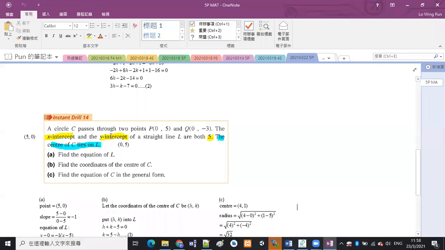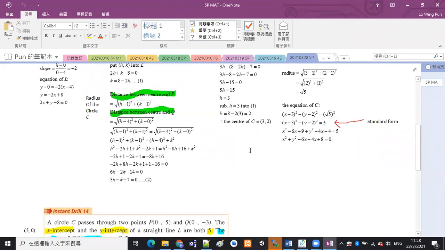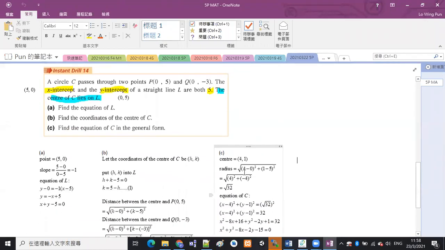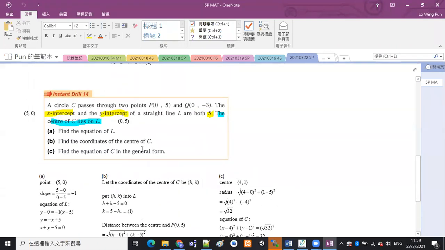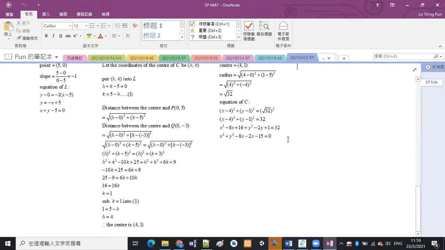Okay, so yesterday we talked about instant drill number 14 and example 14, which is an integrated question type involving the equation of a straight line and the equation of a circle. Today I would like to talk about a few more examples on this type of question, about the integration of the equation of straight lines and the equation of circles. So everything is mixed together into one single question.